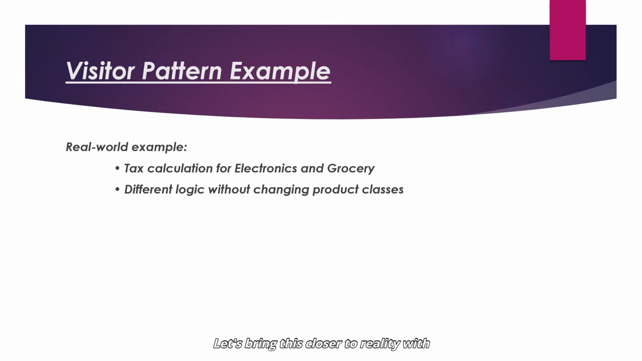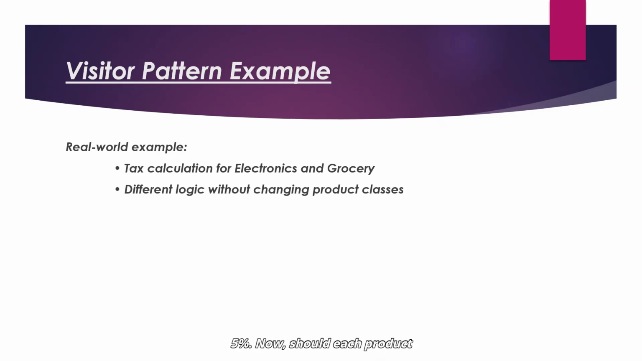Let's bring this closer to reality with an example. Think of an e-commerce platform like Amazon. You have multiple product types: electronics, groceries, clothing, furniture. Each category might have different tax rules. Electronics might have 18% tax, groceries might have 5%.